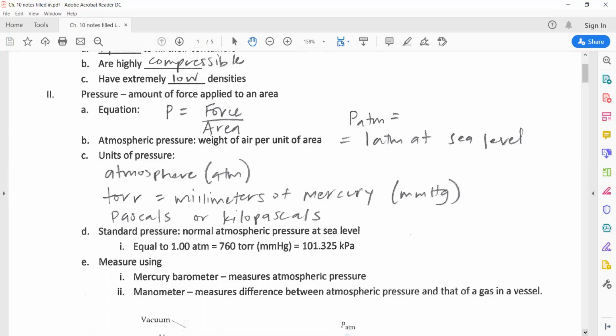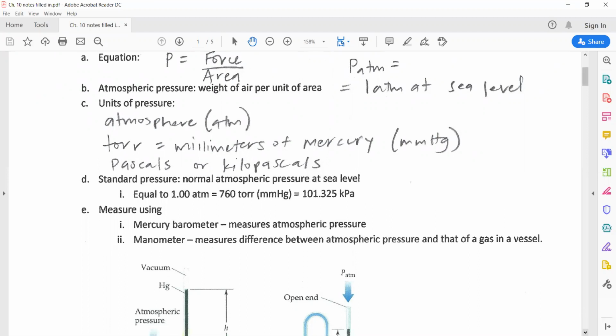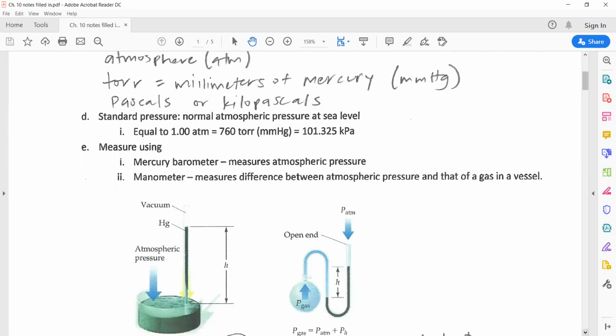So standard pressure is normal atmospheric pressure at sea level. We said that's 1 atmosphere. And to convert it into our other units, 1 atmosphere is equal to 760 torr and 760 millimeters of mercury. And then that's equal to 101.325 kilopascals. So they're your conversion factors. So when we're having to convert between pressure units, that's where you can look.